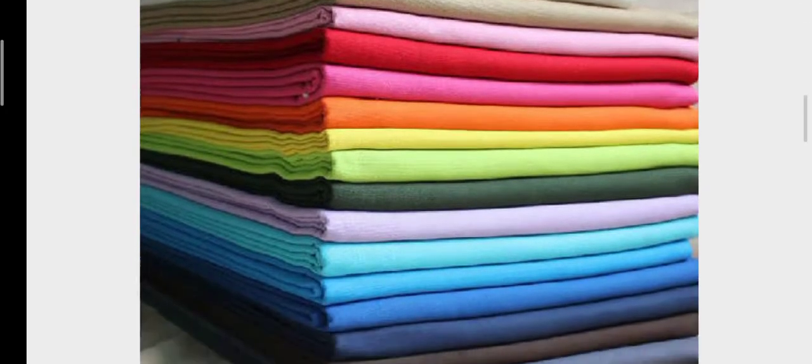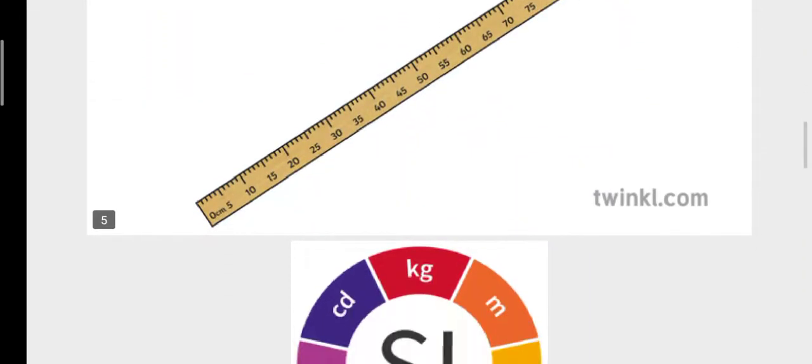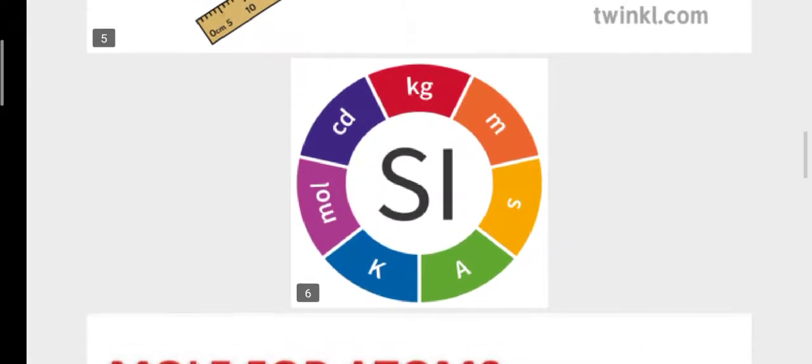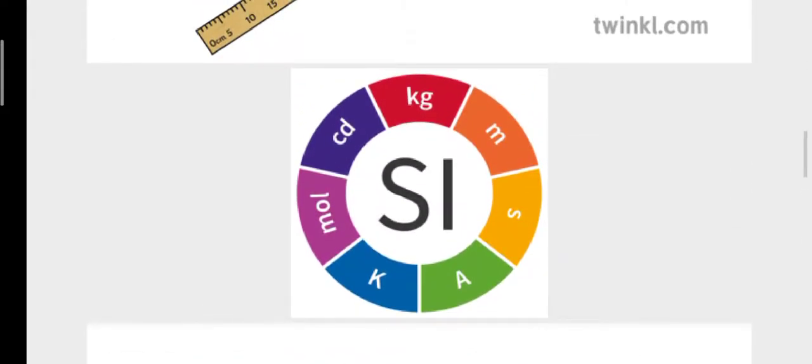Similarly, this mole is also a unit to measure the amount of atom. Like kg is to measure the mass, meter is to measure length, seconds is to measure time, etc. Similarly, mole is a unit to measure the amount of atoms.